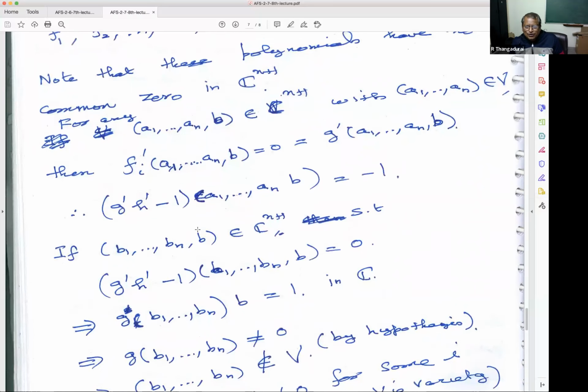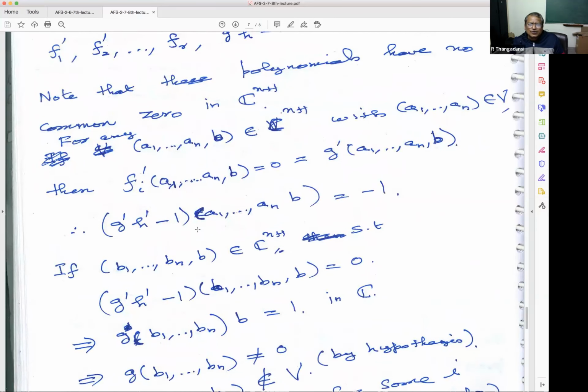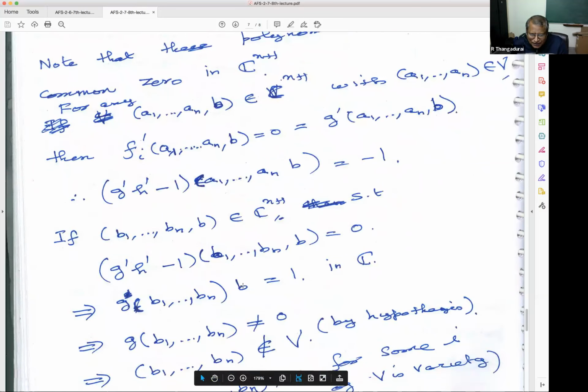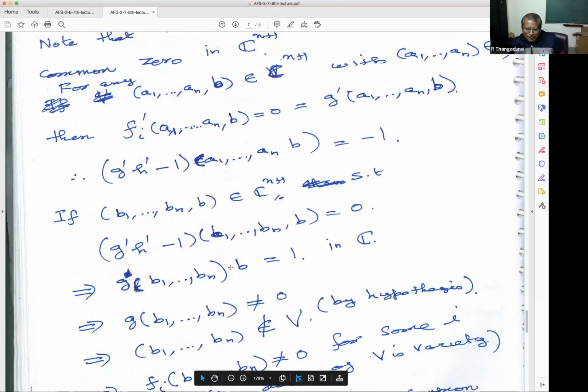If b is 0, then okay, b is 0 for these points. First I assume that b is non-zero. If b is non-zero, the multiplication of these two values is equal to 1 in C. So this implies that g of b1, b2, ..., bn cannot be 0. Why? Because b has an inverse in C, and C is a field. Therefore g of b1, b2, ..., bn is non-zero.